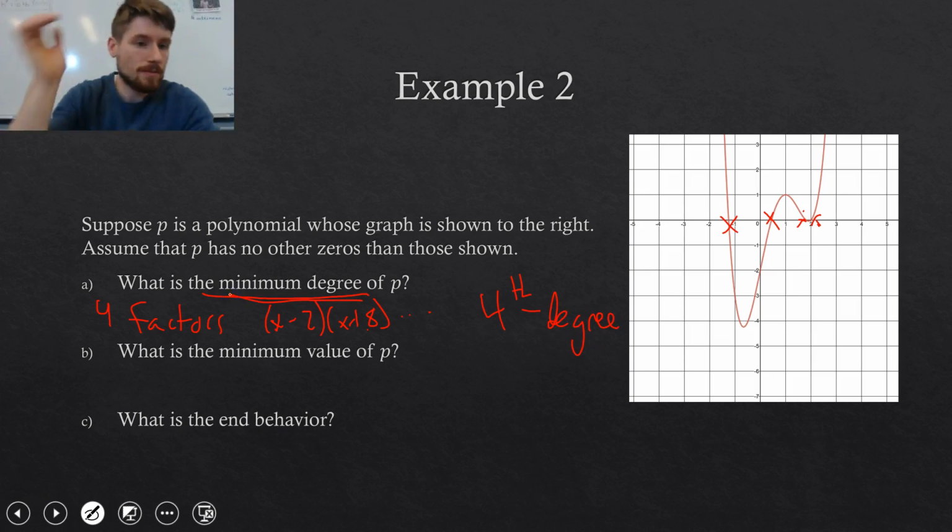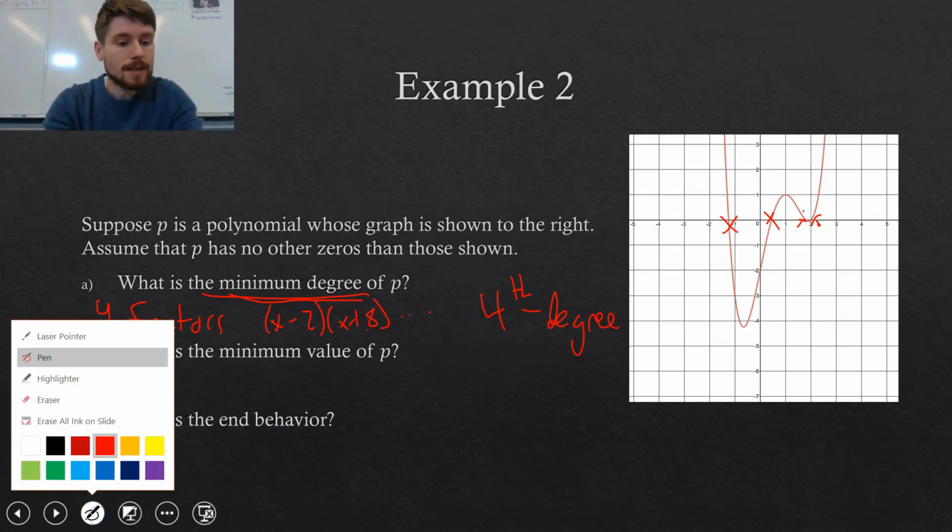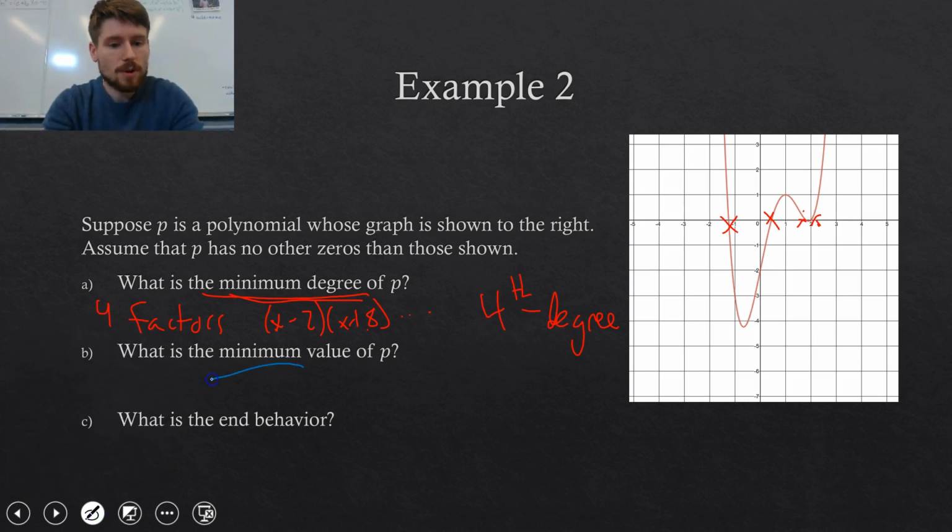So the minimum degree is a 4th degree polynomial. Minimum value, totally different question, even though they both contain the word minimum. Minimum value is saying, what's the smallest y value this polynomial is going to hit? And if we look at the graph, we can see that it does have a minimum. As I'm coming in from the left, it's going to bump down to this lowest point right here. So there's our minimum point. Our minimum value is down there. And then it goes back up, and it's always above that point.